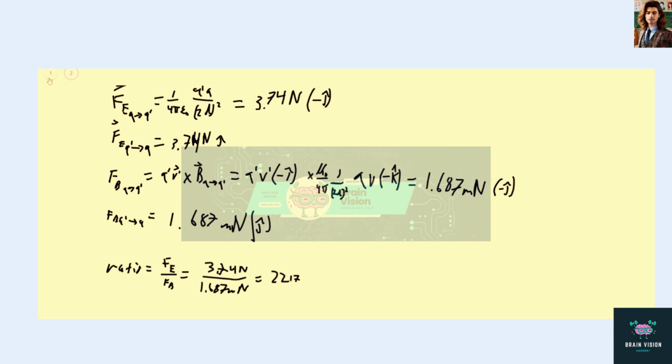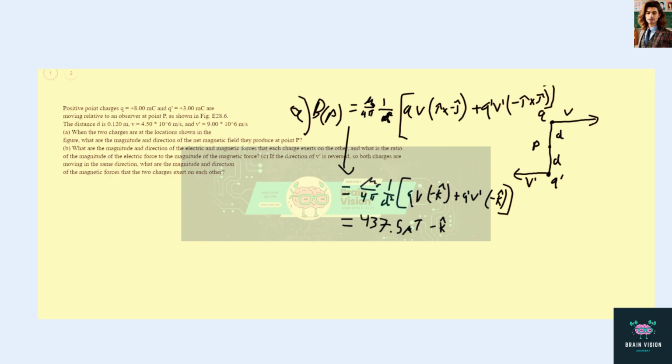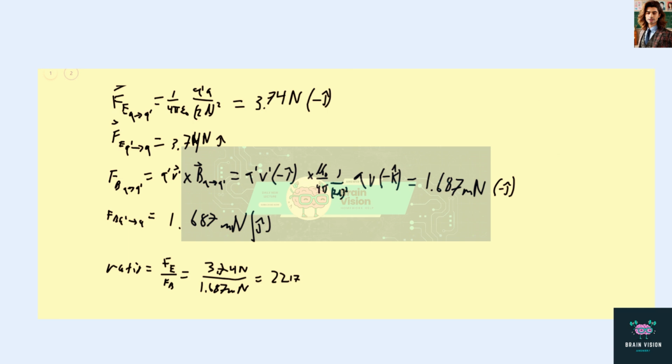So Coulomb's law is going to dictate that they're still going to be repelled. The electrical force is still going to repel them. But the magnetic force is the question here. So what's going to happen there? So if we write down what those are, so we have B of Q prime acting on Q. That's going to be k hat.